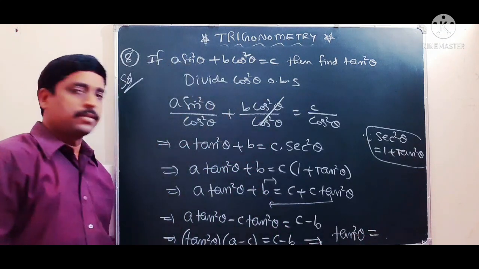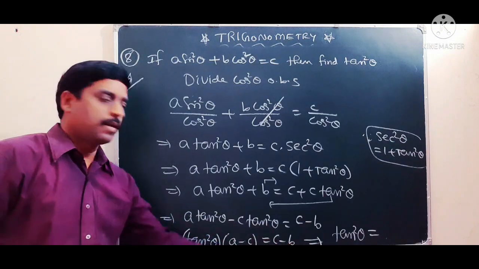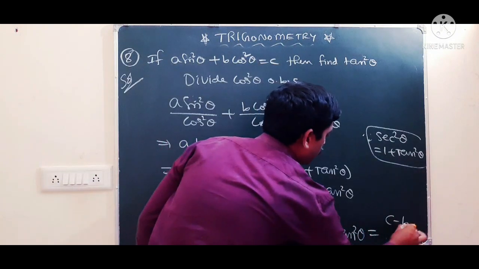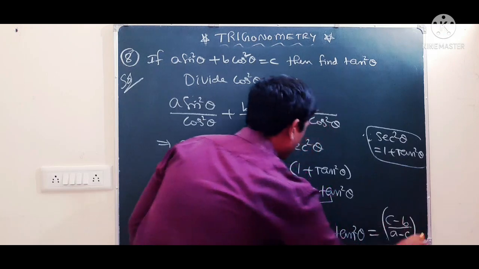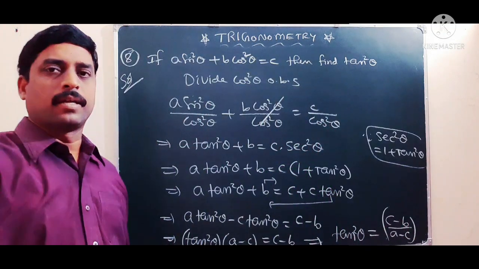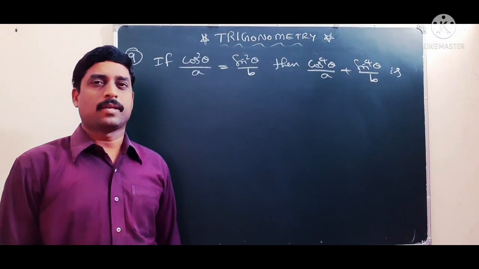Therefore our target tan square theta is equal to c minus b by a minus c. So c minus b by a minus c is the correct answer. Let us start question number 9.